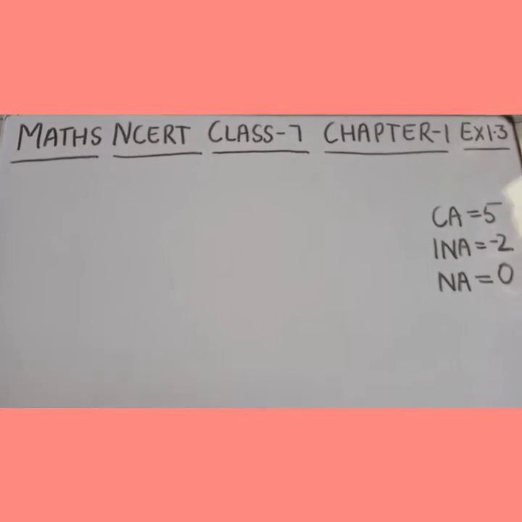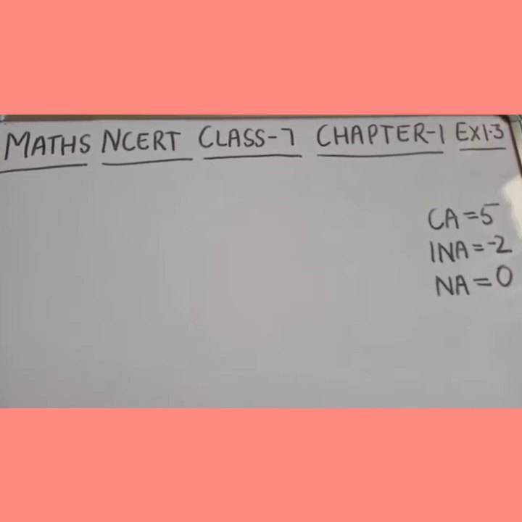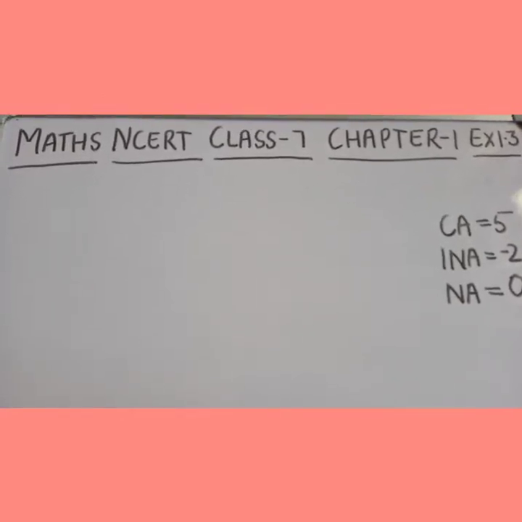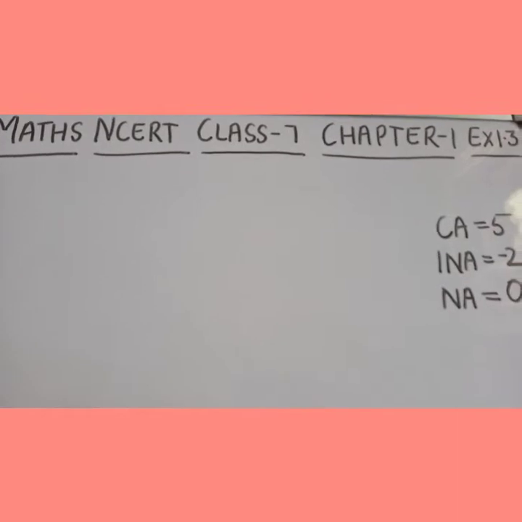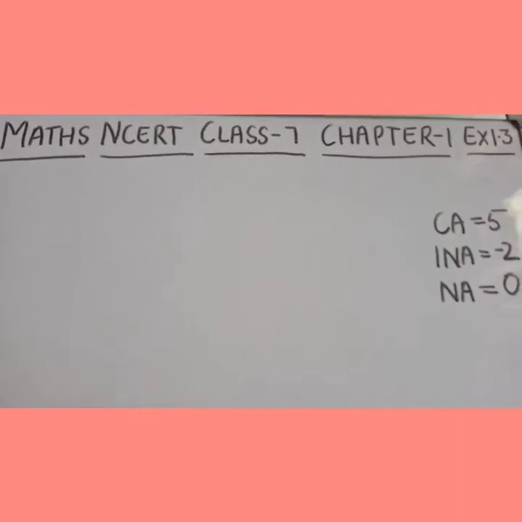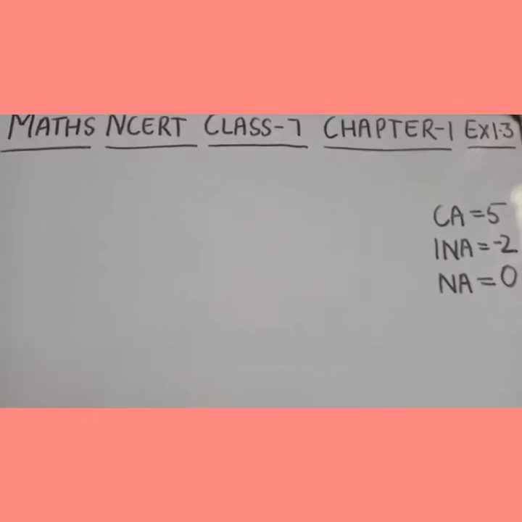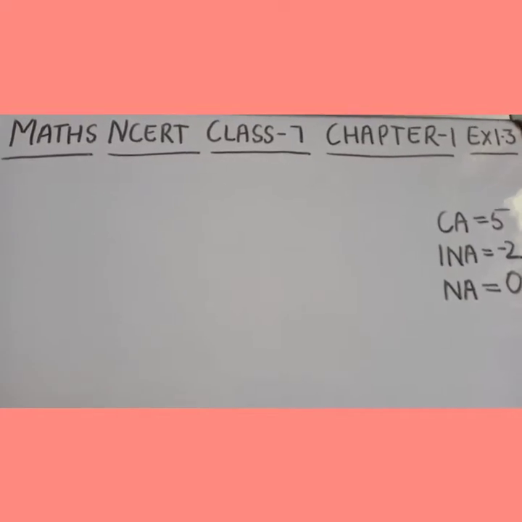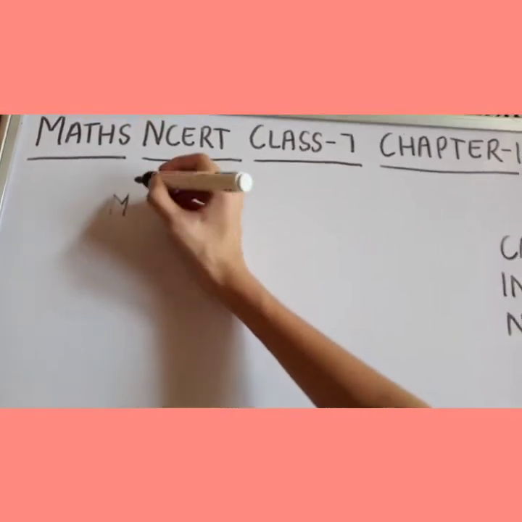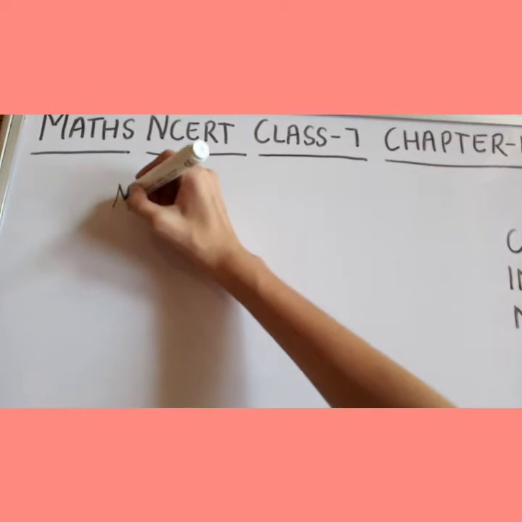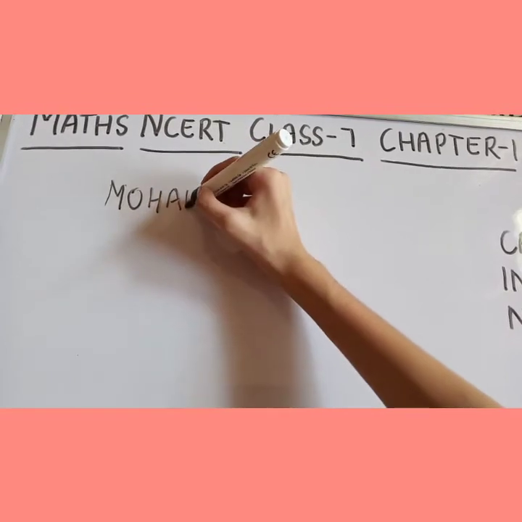The first part says, Mohan gets 4 correct and 6 incorrect answers. What is his score? Now they are telling us the marks of one child whose name is Mohan. They are telling us that he gets 4 correct answers and he gets 6 incorrect answers. Let's write it down. First of all, at this edge, we will write the name of the child. What is the name of the child? Is Mohan. Never mind my handwriting.